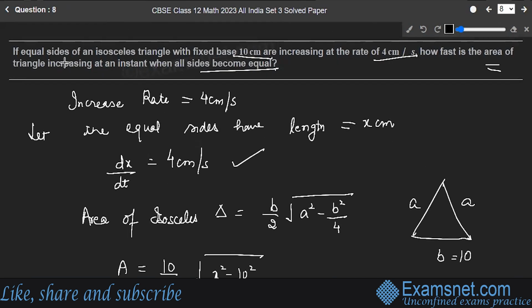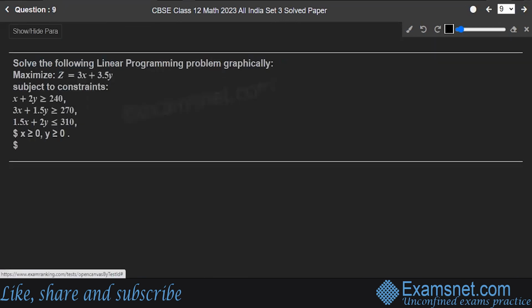So how fast is the area of the triangle increasing at an instant when all sides become equal? It's increasing at the rate of 40 by root 3. Hope you got that. Next is question number 9.